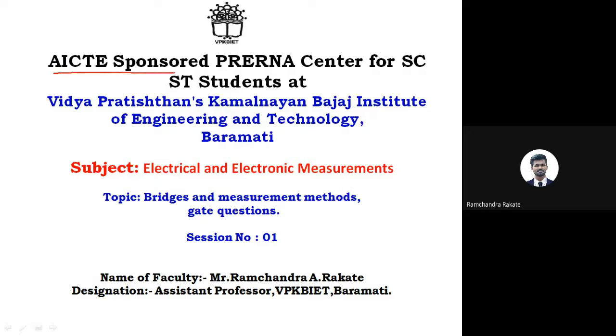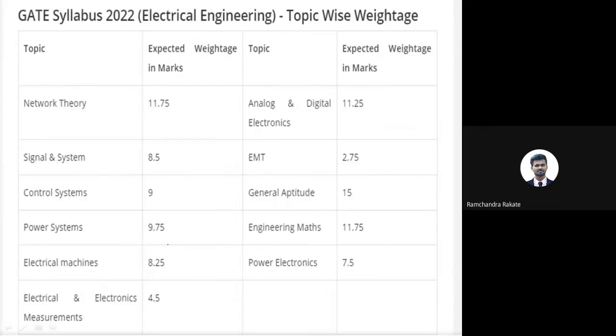This is the AICD sponsored Prerna Center for SC students at Vidya Pratishthan's Kamal Nayan Bajaj Institute of Engineering and Technology, Baramati. We are learning the GATE session for the subject Electrical and Electronic Measurement, and the topic we'll cover is bridges and the different measurement methods along with the GATE questions. Okay, so let us start. This carries about 4.5, so approximately 5 marks in the GATE exam.